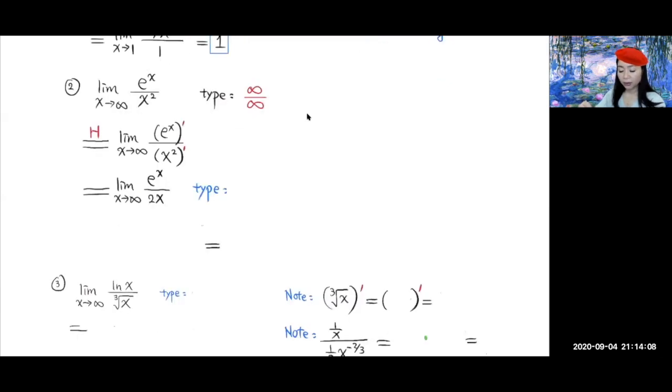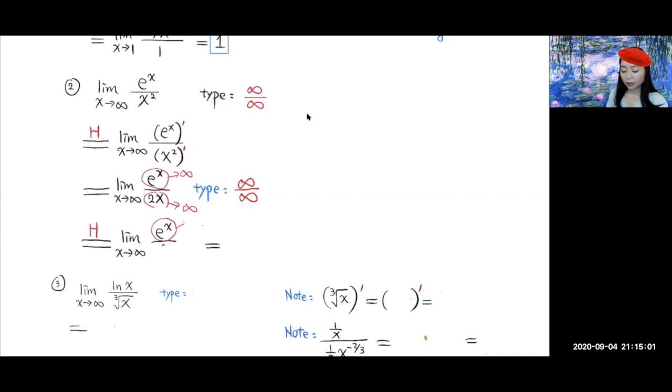When x goes to infinity, e to the x again goes to infinity, and the denominator also goes to infinity. So again, this is of the type infinity over infinity. So again, we need to rush to the hospital. Hopefully this time it will be cured. So we apply L'Hopital's rule one more time.